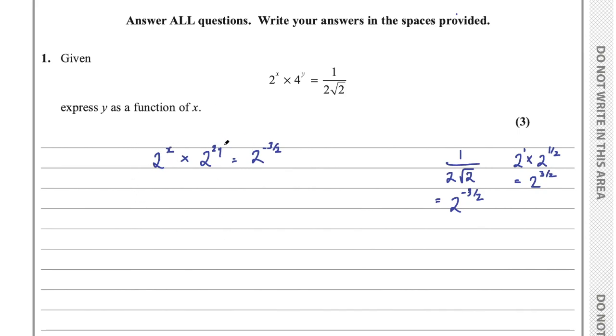And now I have it all as powers of 2. I can equate these powers. So I can say that x plus 2y equals negative 3 on 2. And then we need to rearrange this in terms of y. So subtract the x from the right hand side: negative 3 on 2 take x, and then divide through by 2. So we'll have y equal to negative 3 on 4, subtract x on 2. And that is my final answer for question 1, for 3 marks.